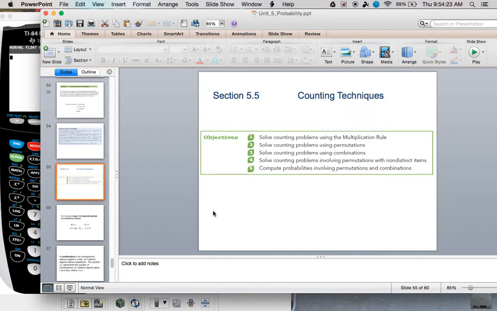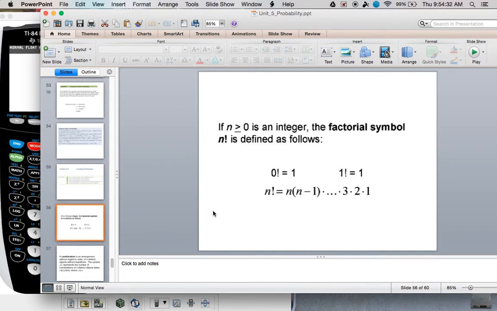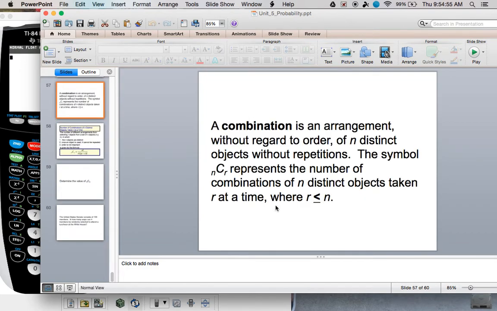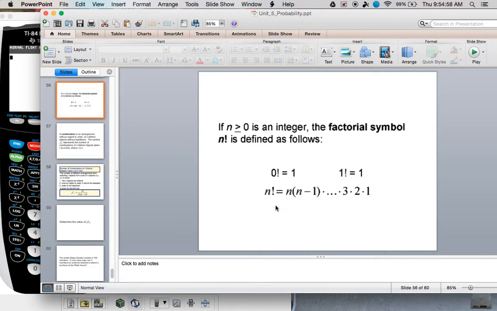Counting techniques. This is just incorporating everything that we've talked about into probability. Factorial. So this word is factorial, and it's defined as follows. 0 factorial is 1. 1 factorial is 1 as well. Now, what does n factorial mean? It's n times n minus 1, and so on. That just means that if I have 7 factorial, it would be 7 times 6 times 5 times 4 times 3 times 2 times 1.